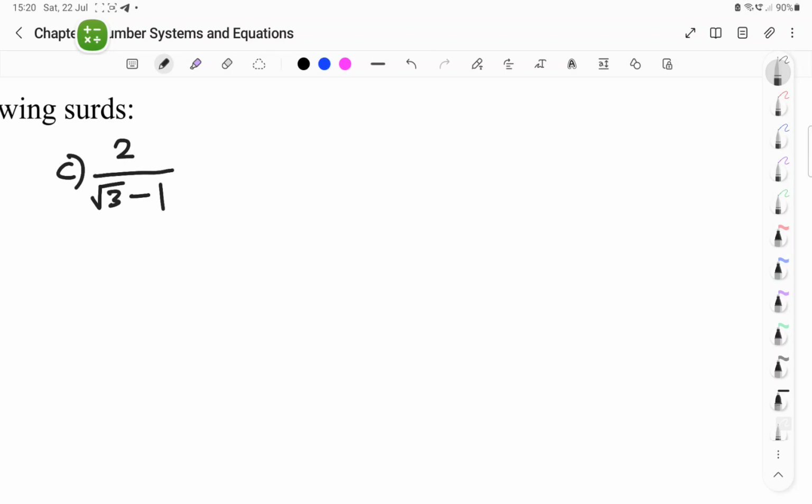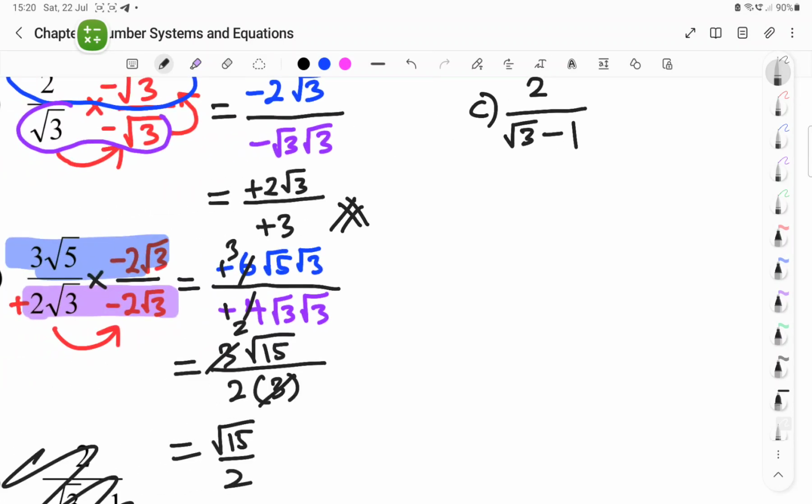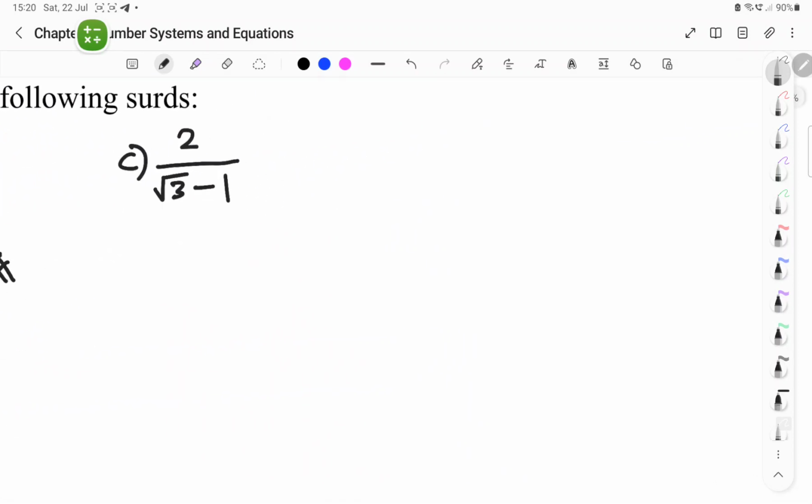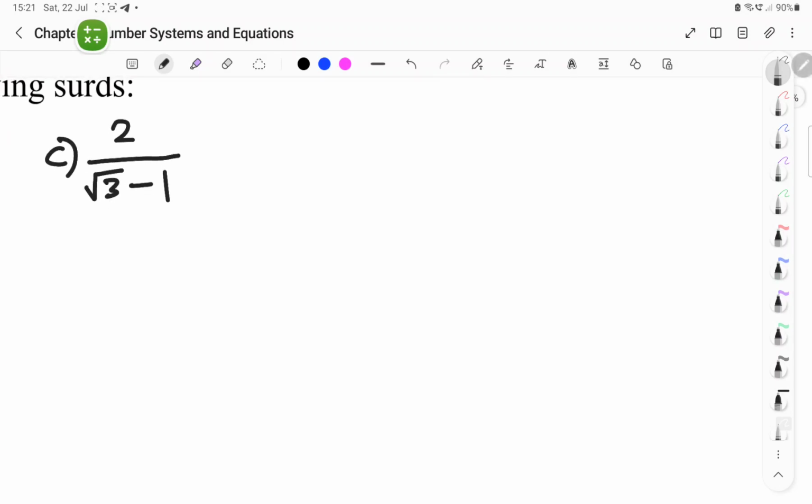For the first two examples, the denominator only has one term. For example, this one only has 1 surd 3 and this one also only has 2 surd 3. It's one whole thing. But this denominator now has two terms, surd 3 and minus 1. So what should we do? First thing first, we have to rearrange the denominator in such a way that the surd is at the back, like this. So we write minus 1 plus surd 3.